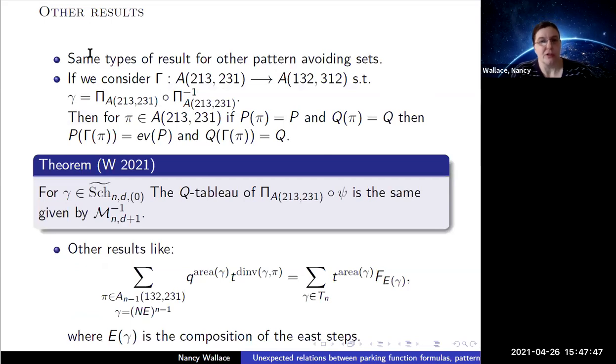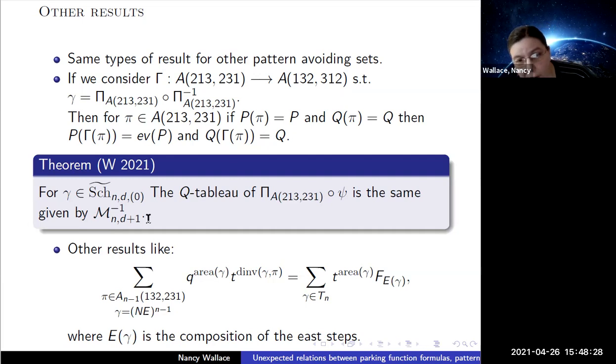So I have the same types of result for other pattern avoiding sets. I just didn't say them all. And if you consider a map gamma that goes from 2-1-3, 2-3-1 avoiding permutations to 1-3-2, 3-1-2 avoiding permutations, that actually takes a permutation, sends it to a path, and then gives you another permutation. You just compose the two previous maps. Well, then it preserves the Q tableau, and it gives you the evacuation tableau of P.